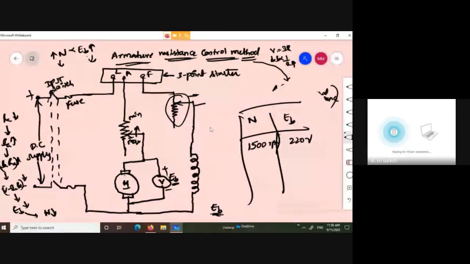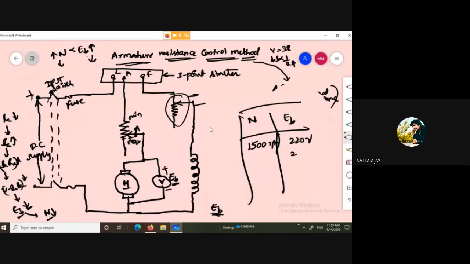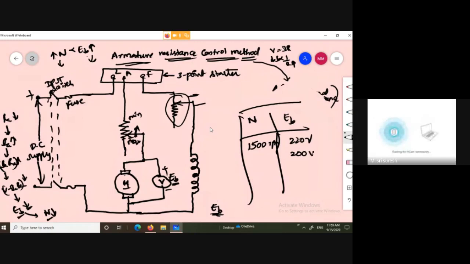So if you decrease the resistance from maximum resistance to minimum resistance, what happens to the Eb value? Eb value will also decrease. If Eb decreases, what happens to speed? Speed value will also decrease. We are varying in steps, so its value is decreased to 200. The speed value will also decrease to 1400 RPM. Similarly, if you vary the armature rheostat from maximum resistance to minimum resistance like this, you'll get readings like this.